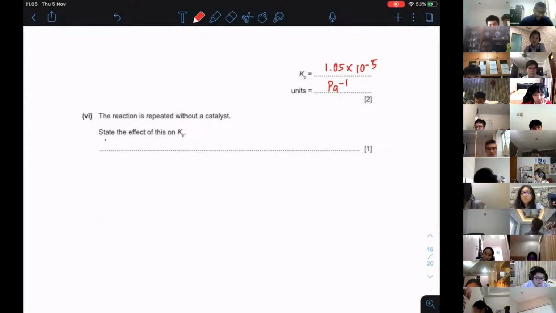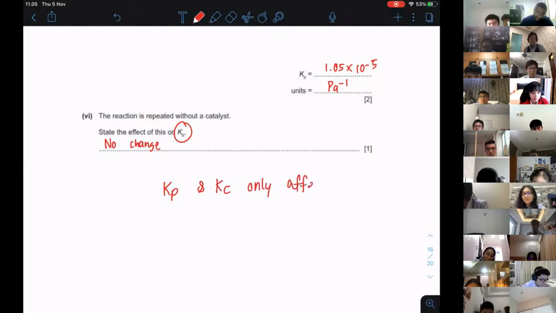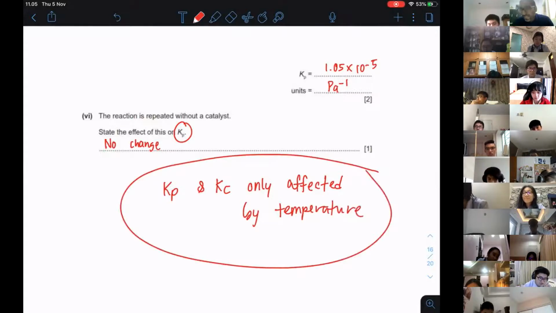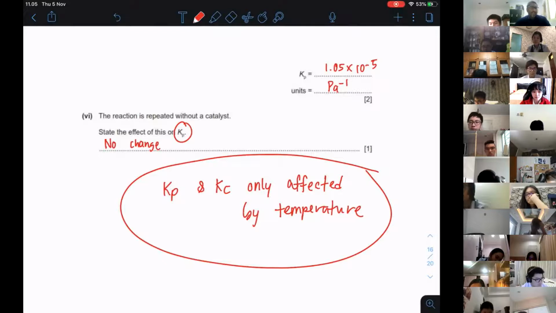The reaction slows down. No. No effect. Kp, no change. Why? Kp and Kc are only affected by temperature. Okay, remember this. Kp and Kc, they are only affected by temperature. So if you use a catalyst and so on, there will not be any effect on Kp.